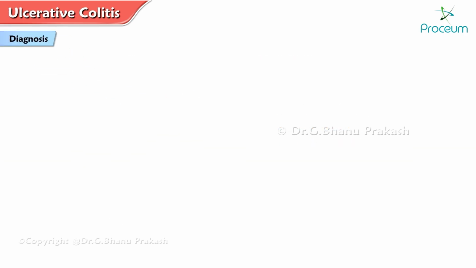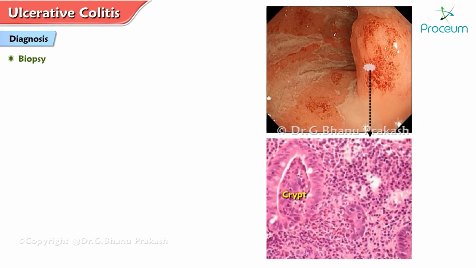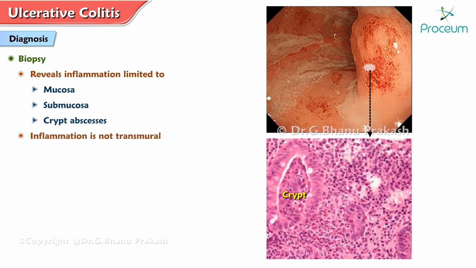Diagnosis. The diagnostic modality of choice for ulcerative colitis is colonoscopy with mucosal biopsy. Colonoscopy will typically show a friable erythematous mucosa with or without ulcerations and pseudopolyps that extends continuously from the rectum to part of or the entire colon. Biopsy typically reveals inflammation limited to the mucosa, submucosa, and crypt abscesses. The inflammation is not transmural.